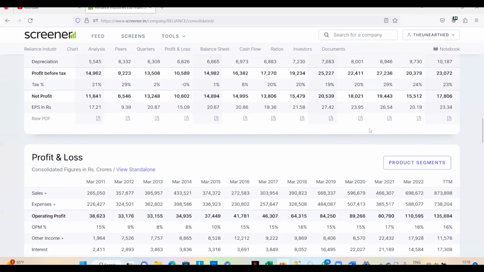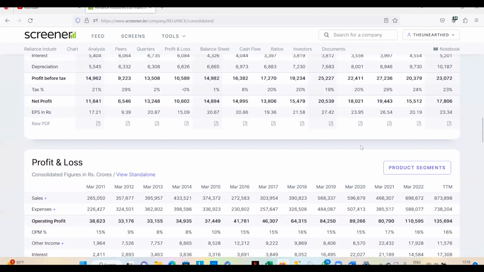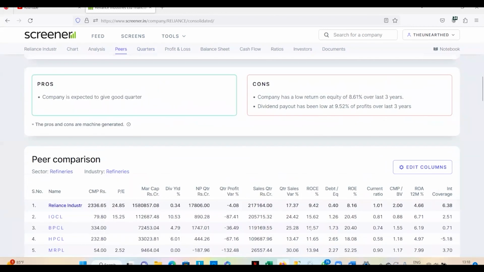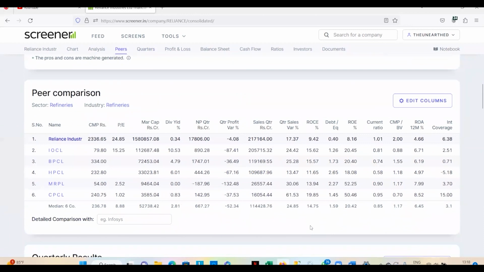And what about from a valuation perspective, Ahmed? Should we also look at, let's say, price to book or price to earnings ratios? From a valuation perspective, it is important. It is very important.